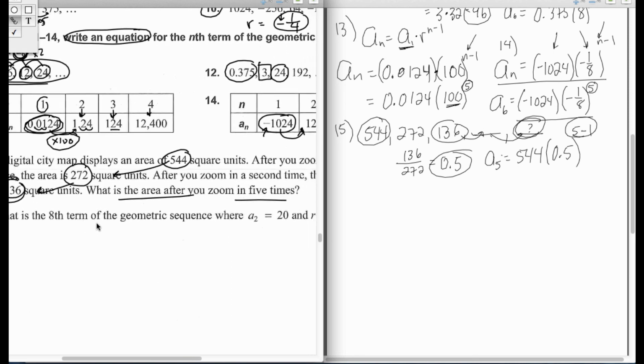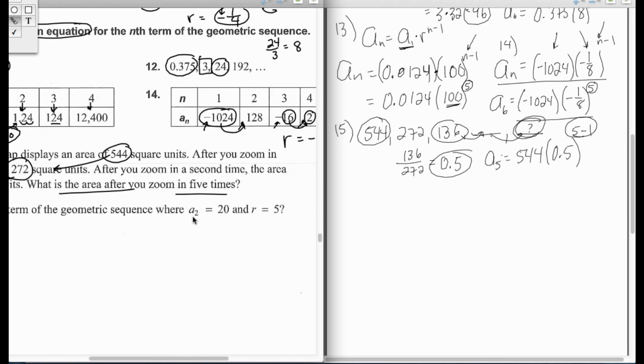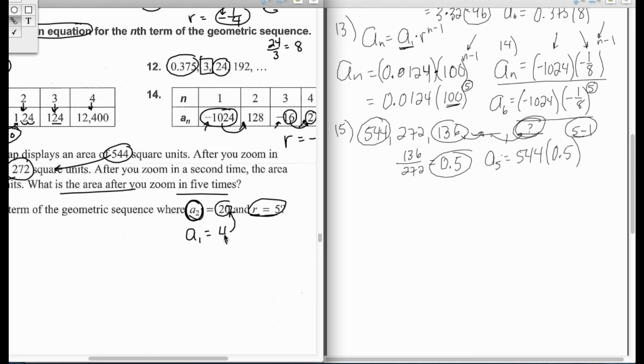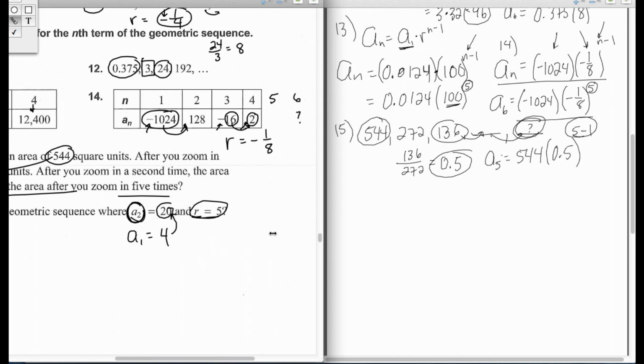All right, and number 16 here. Number 16, what is the 8th term of the geometric sequence where that is equal to that? So they're giving you the 2nd term. Notice this is the 2nd term, not the 1st term, and this is the R value. That's the common ratio. If this is the 2nd term and you multiply by 5 to get 20, then the 1st term must be, that's right, 4. Okay, the 1st term must have been 4 because the common ratio is 5, and 4 times 5 gives me the 2nd term. So now it says, what is the 8th term?